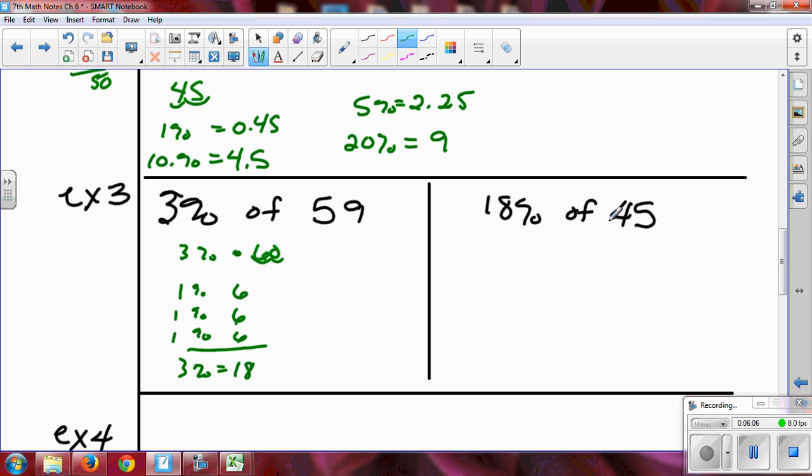What about 18% of 45? Well, on this, I would take 20% and minus 1% to get 19, and minus 1% to get 18. Of course, you can do it different ways. This is just one. So first I have to find 20%. So I find 10% at 4.5. I multiply times 2, and I get 9, minus 1%. Move that decimal one more place, 0.045.